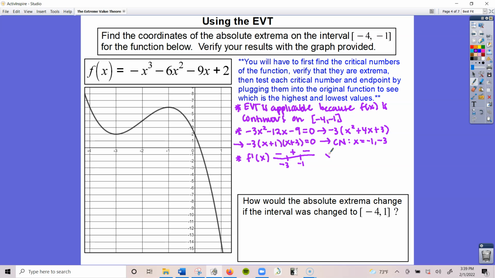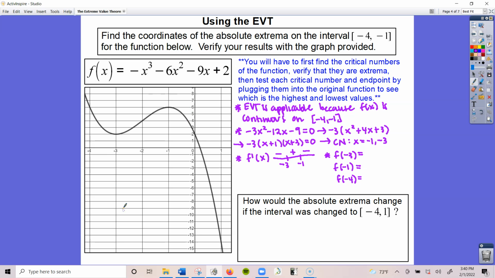So what I'm going to do now is find those function values. I'm going to find f of negative 3, f of negative 1, and also test my endpoints. So I have f of negative 4 and negative 1, which is one of my critical numbers, so I don't need to put that again. To get these values, if you didn't have the graph, you would take negative 3 and plug it into the original function to get the answer.